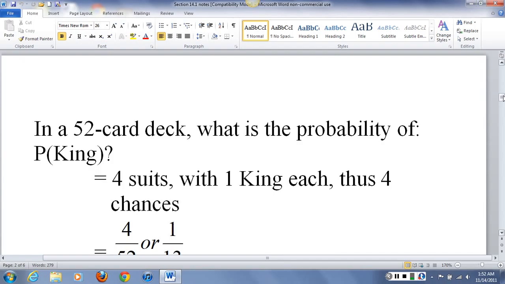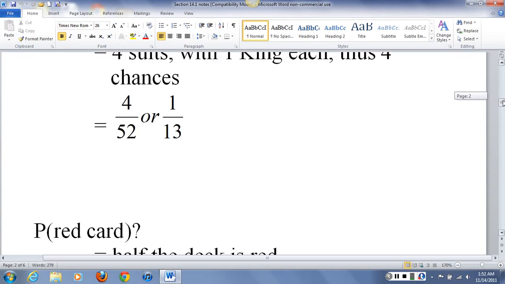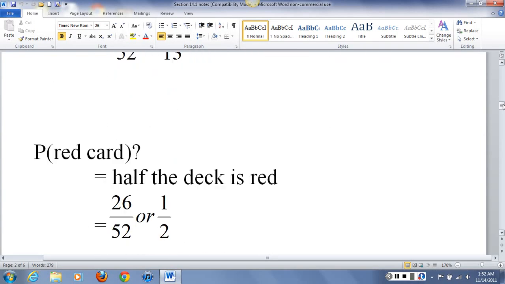Another basic example, theoretical probability again. In a 52 card deck, what is the probability of drawing a king? We have 4 suits, each with 1 king, thus we have 4 chances. So 4 out of 52 possibilities, or 1 out of 13. The probability of drawing a red card: since half the deck is red, we say 26 out of 52, or 1/2.